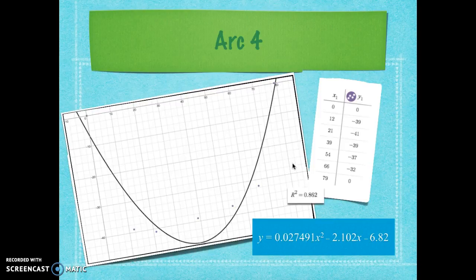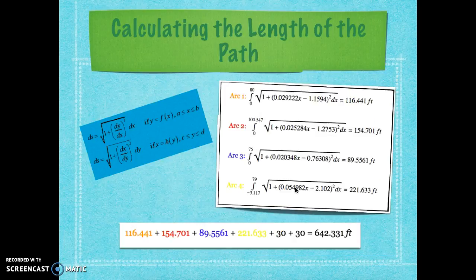Last but not least, we have the fourth arc graphed over here. These points resulted in the quadratic equation you can see over here. The r-squared value is 0.862, which is not as close to 1 as the other arcs, but you can't always be perfect. The value itself isn't that far from 1, so the quadratic is a decent fit.